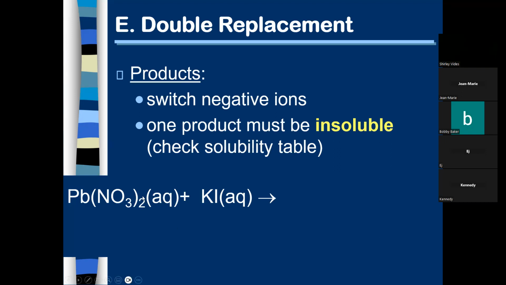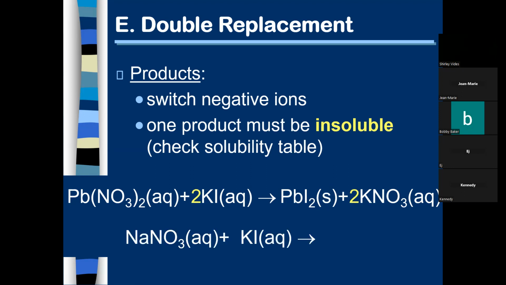So right here, lead nitrate and potassium iodide will form lead 2 iodide and potassium nitrate. And potassium nitrate is soluble, but lead 2 iodide is not. It's insoluble. Therefore, this reaction takes place.